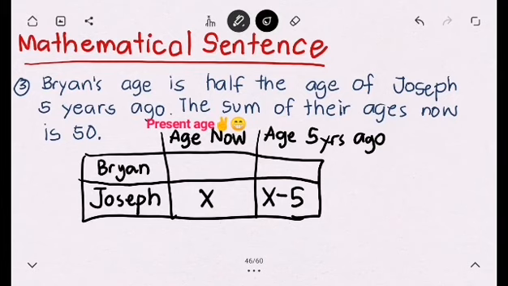Okay, so from here, pwede na nating makuha yung edad para kay Brian. So sabi ngayon, age now. Brian's age is half the age of Joseph 5 years ago. So kalahati nung edad ni Joseph 5 years ago. So ibig sabihin, that is 1/2 of the age of Joseph 5 years ago.